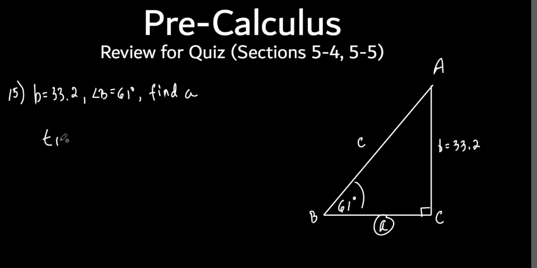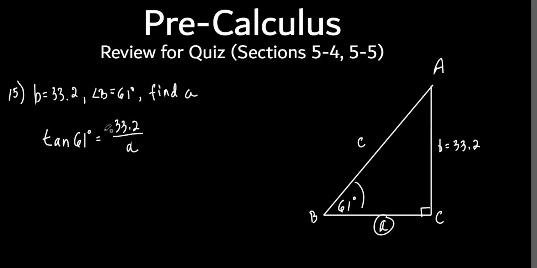So I'm going to take the tangent of what? 61. I always take the tangent of the angle. Never take a tangent of a side. Doesn't make sense. All right? You always got to take a sine, cosine, and tangent of an angle. So it's the tangent of 61 equals the opposite over the adjacent. The opposite is 33.2. The adjacent is, just call it A. And we got to solve for A.